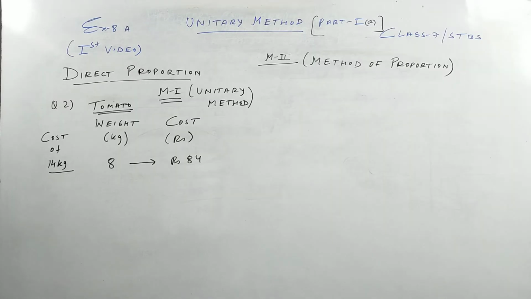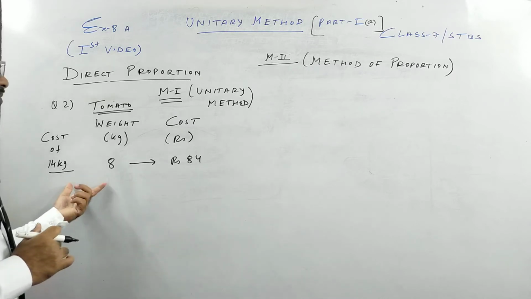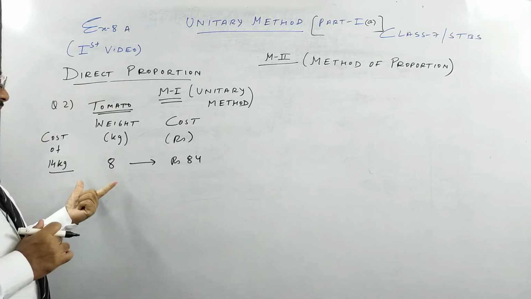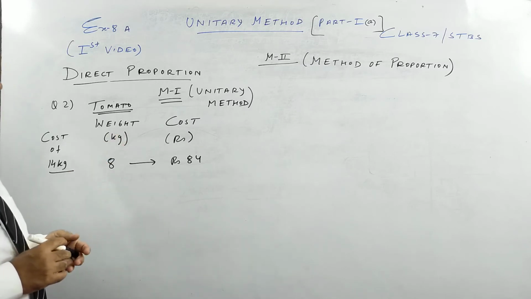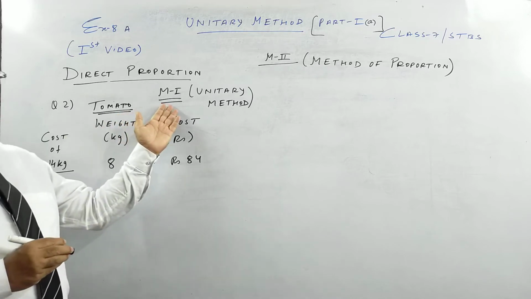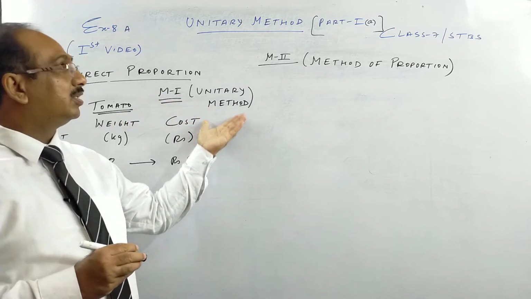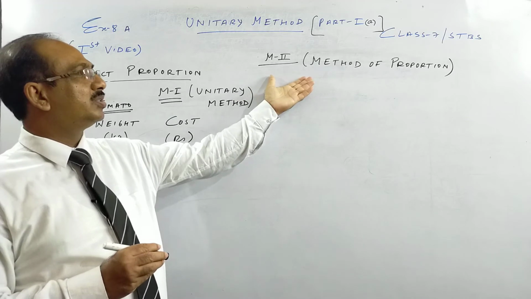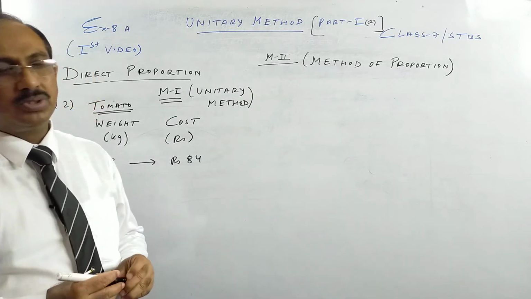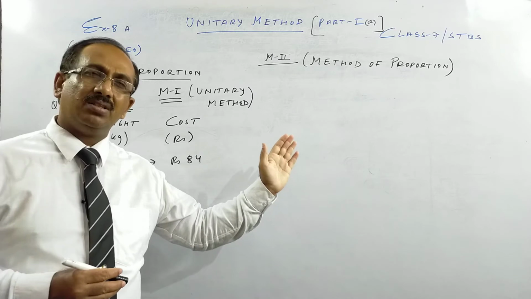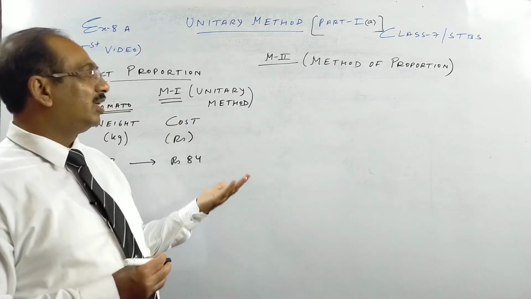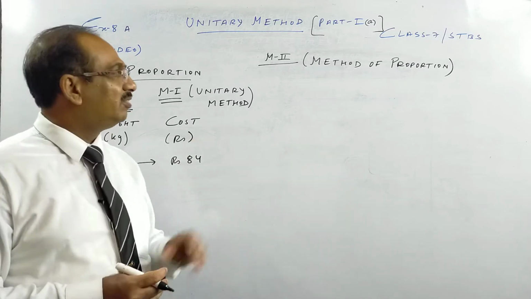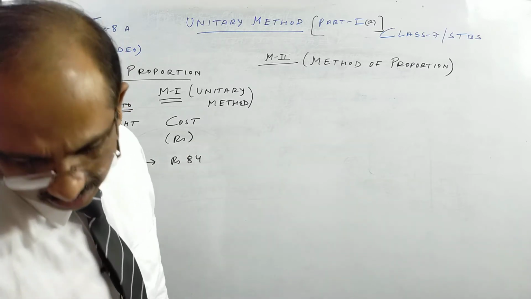So now we move on to question 2, which is again direct proportion, because see here, 8 kg. We are talking about tomato, and we are doing method 1, the unitary method. What is the name of this chapter? And second, I'll show you the same sum by method of proportion, because in the exam, children, it will not be mentioned whether you solve by unitary method or proportion method. If they mention it, well and good, otherwise any method, whichever you are comfortable with, you can do.